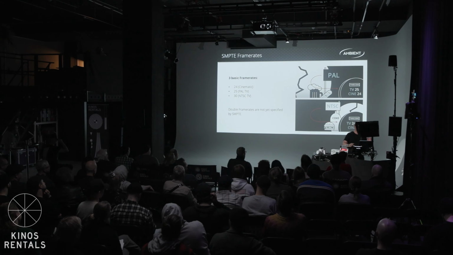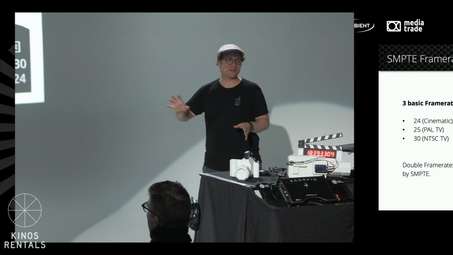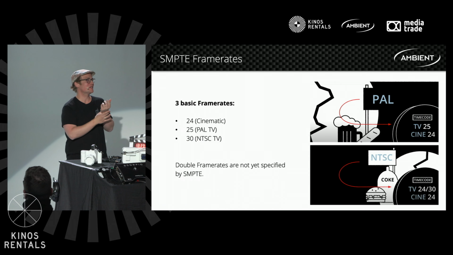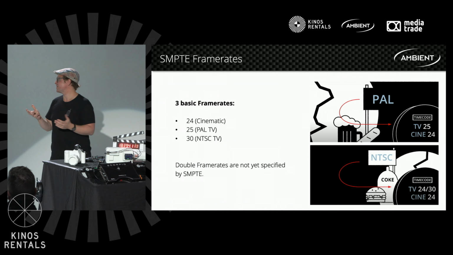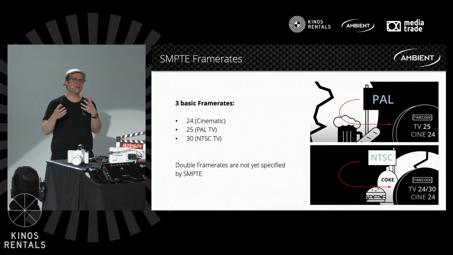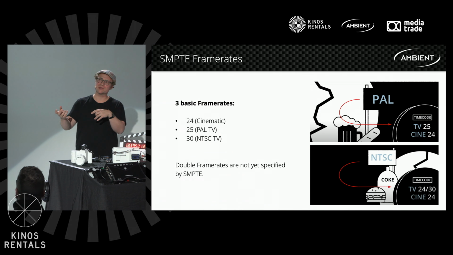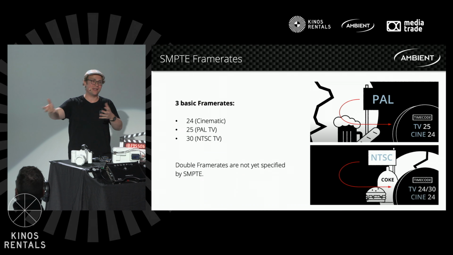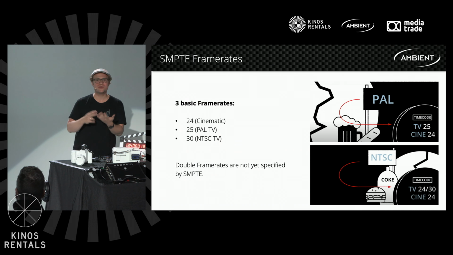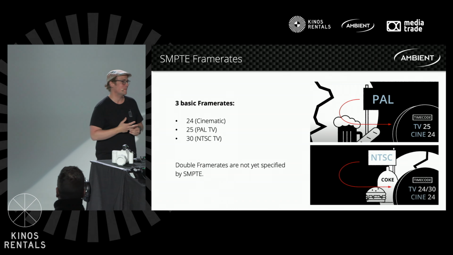This may have sounded a bit complicated, but there are only 3 basic frame rates. This is the 24 frames that we know from celluloid. This is the cinematic standard still. Then we have television standards for the PAL region and the NTSC region. Actually, 25 and 30 derive from the fact that television back then was only broadcasted live, and they had to synchronize with the power grid. In Europe, the power grid runs on 50 hertz, and in the States, it runs on 60 hertz. So that's how those frame rates occurred.